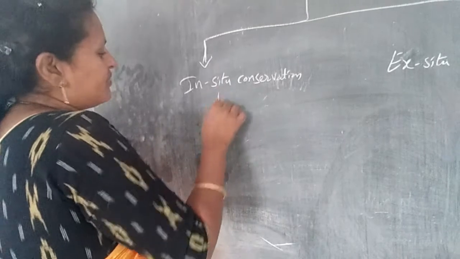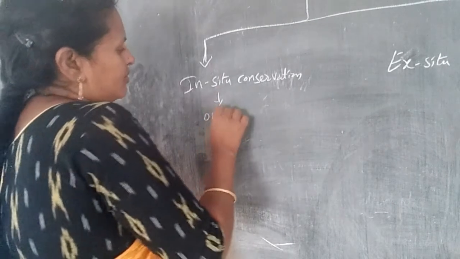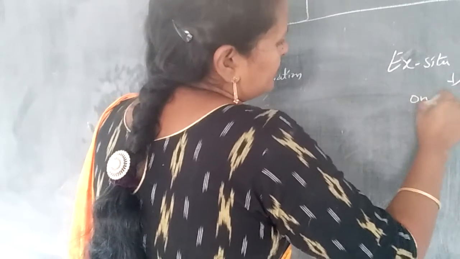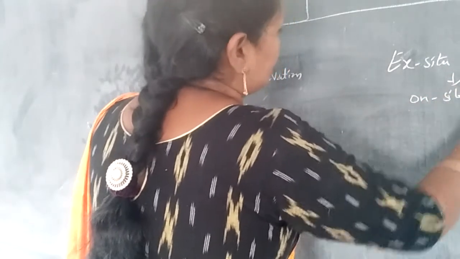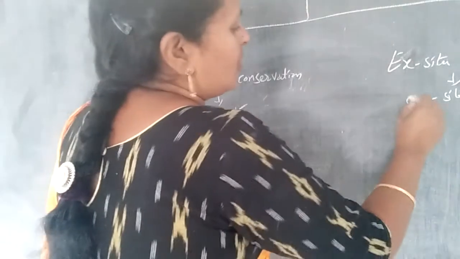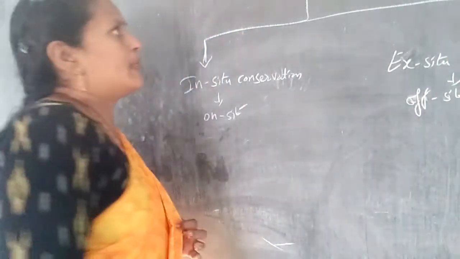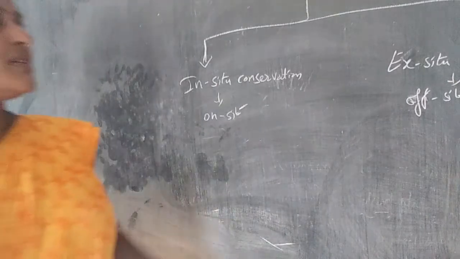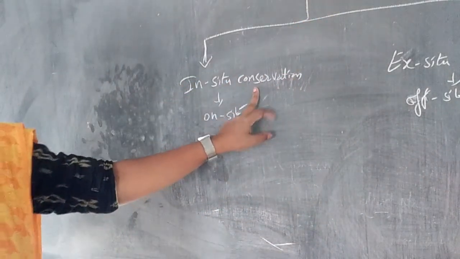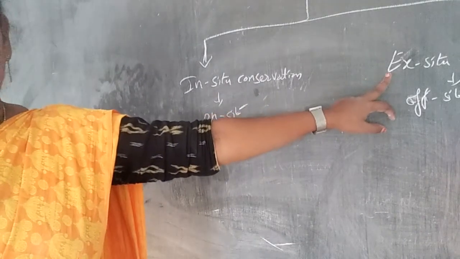In situ conservation is on-site conservation, and ex situ conservation is off-site conservation. So the conservation of biodiversity is mainly of two types: first in situ conservation, and second ex situ conservation.